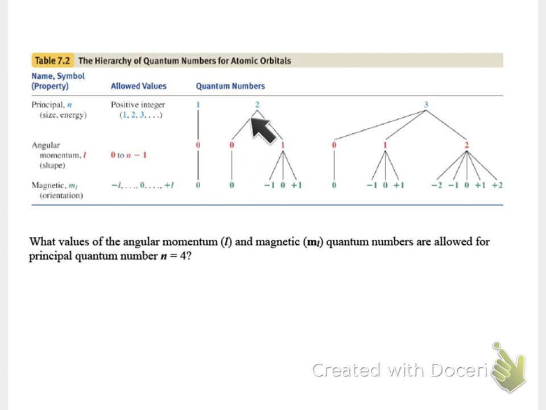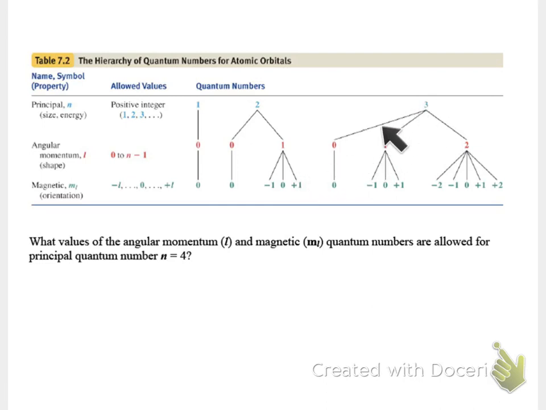For the second energy level, L can be 0 or 1. If L is 0, ML is 0, one orientation. However, if L equals 1, then ML can be -1 up to 0 to +1, which means it has 3 orientations, or 3 orbitals, 3 places to put electrons.